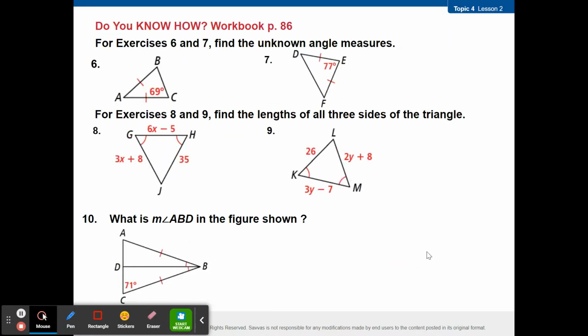All right. No. I want you guys to work on 6, 7, 8, 9, 10 on page 86. We're going to work on this quietly and independently, gentlemen.